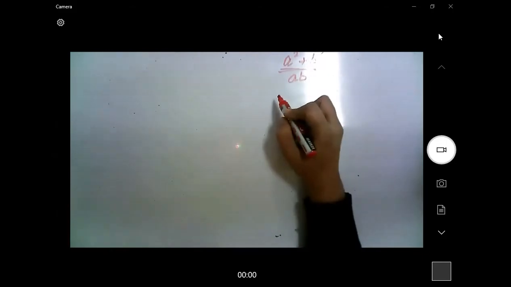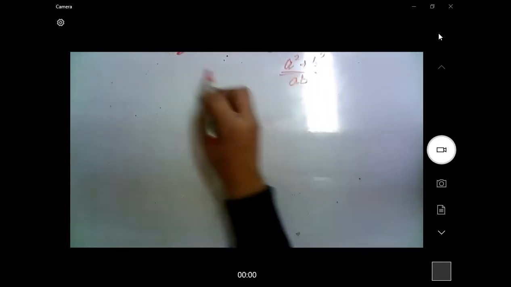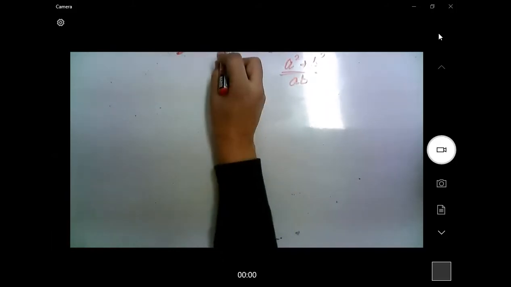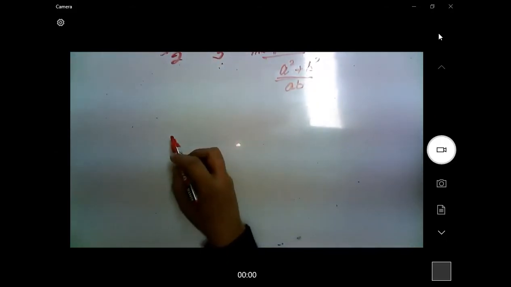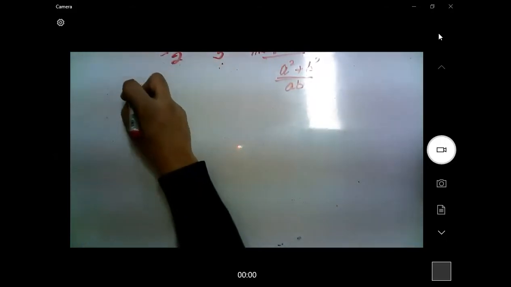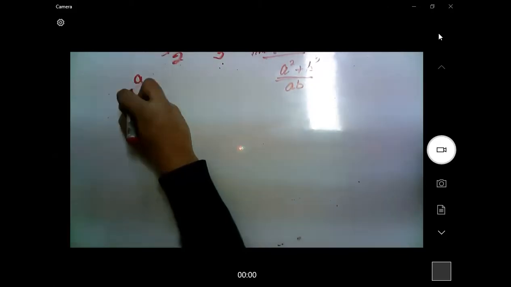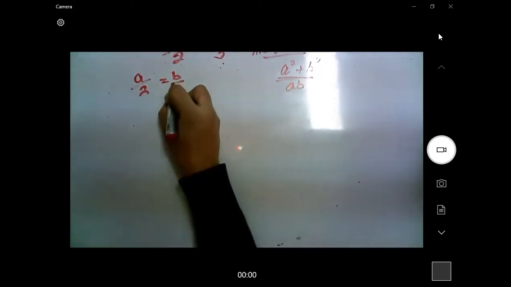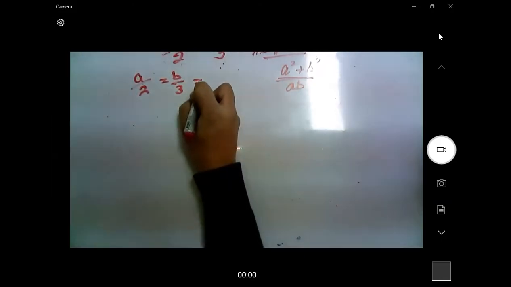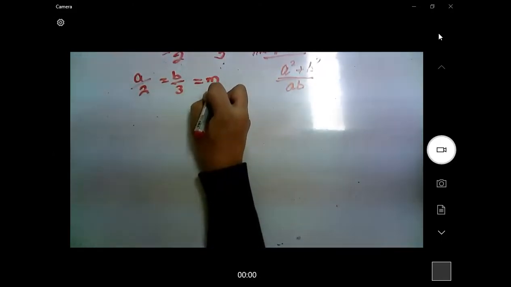And the question is to get the value of A squared plus B squared over AB. We have the ratio A over 2 equals B over 3. If A over 2 equals B over 3, so we can say that they equal a constant ratio, which is M.